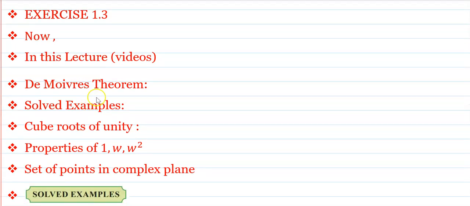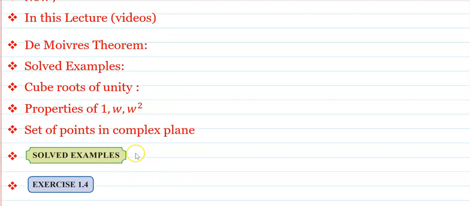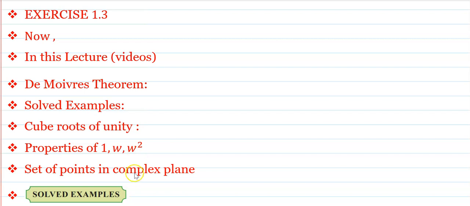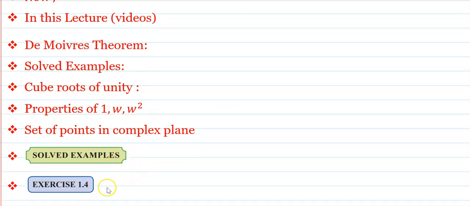Now here we will learn De Moivre's theorem, solved examples and cube root of unity and the properties of 1, omega and omega square, set of points in complex plane and all the solved examples. And in my next video, I will explain full exercise 1.4.